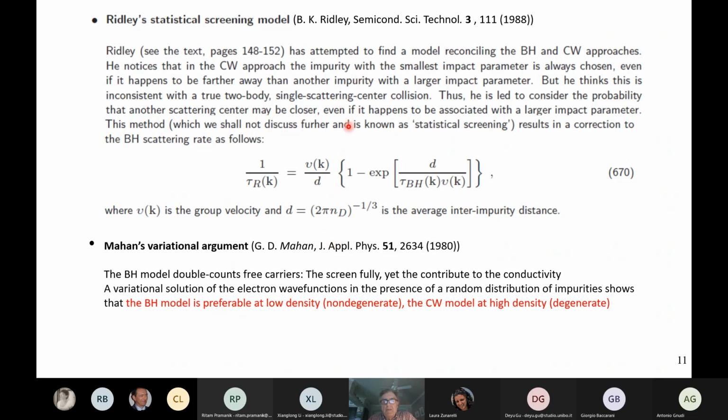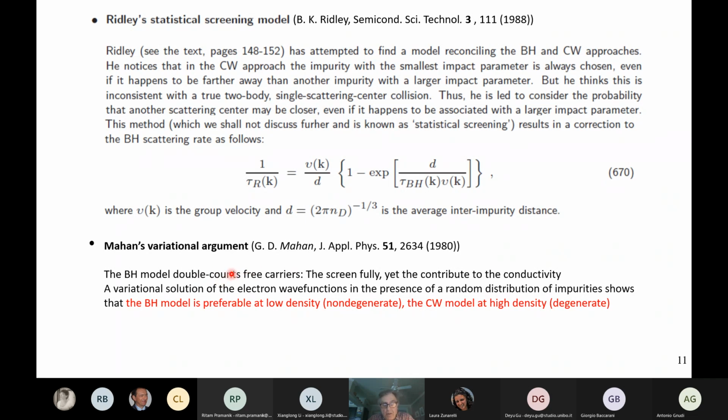Ridley said, well, there are some situations in which the Brooks-Herring model is better than the Conwell-Weisskopf model, and vice versa. Mahan actually shows that he did some variational calculations to look at what the wave function is in a crystal with a random distribution of impurities. And he found that there is an inconsistency here very often, if you notice. I will mention it again later on. The Brooks-Herring model tries to, as people say, have a cake and eat it too. You can have it both ways.